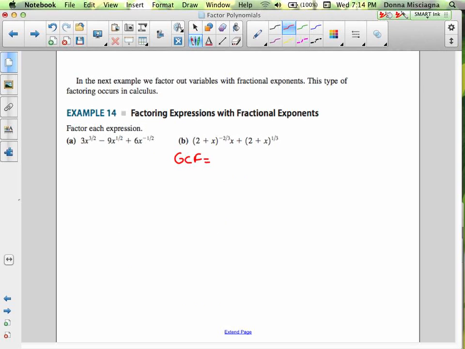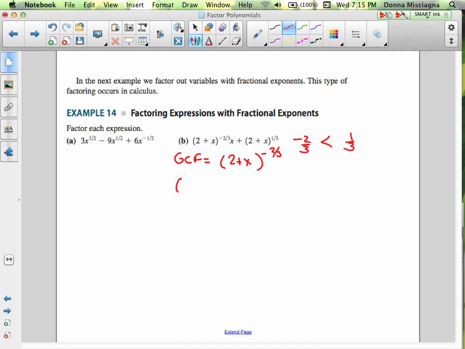Well, you see we have 2 plus x. But you can only factor out the smallest value. We've got a negative 2/3, and we've got a 1/3, who's smaller? Well, I hope you said negative 2/3. That is a smaller number. It's negative, so it must be smaller. All right, so we're going to factor out 2 plus x to the negative 2/3.